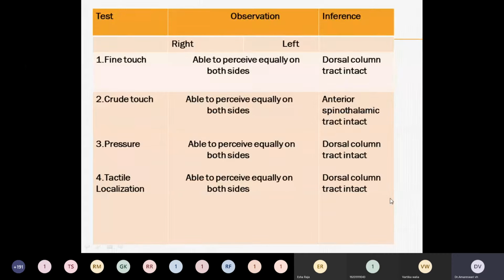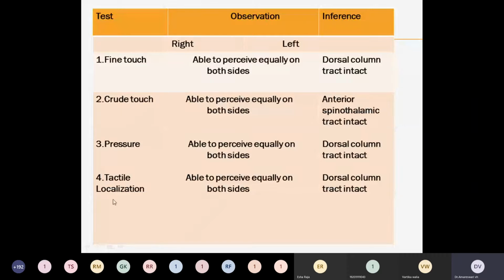Please remember this, easy to remember. All sensations except crude touch, pain and temperature are carried by the dorsal column tract. Okay, so take the tabular column, complete the tabular column fast.